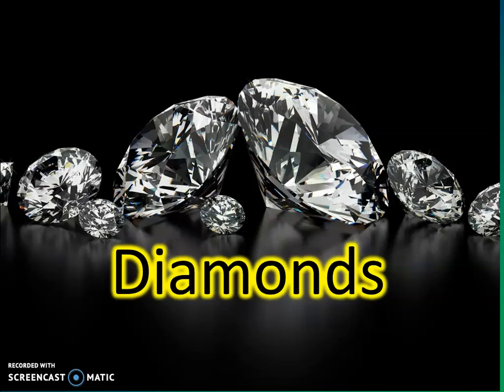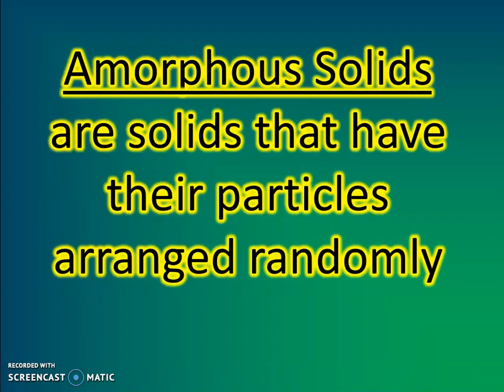Now, not only do we have crystalline solids, but we can still have solids that form together, but their particles just kind of blob together. We call those amorphous solids, and those are solids that have their particles arranged randomly. If you think back to our prefix, suffix, root words, a means not, morph means shape or form, so that means it literally has no shape or form of its own.